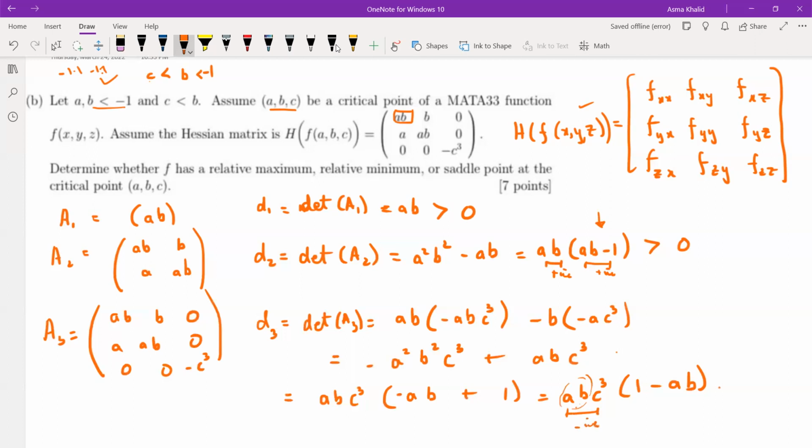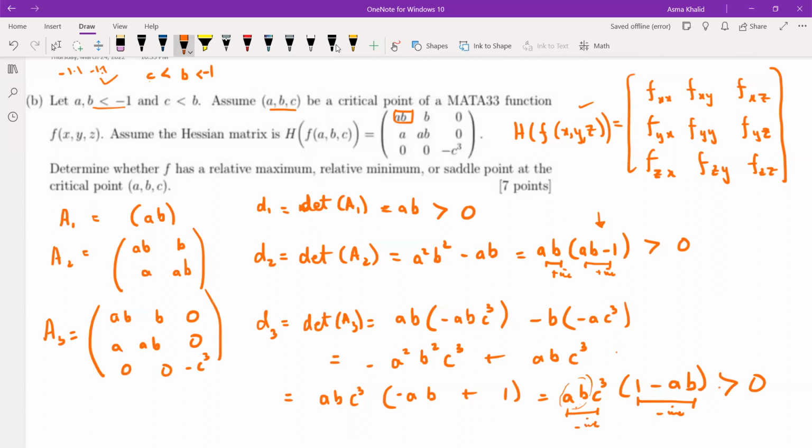Here, I already discussed with you that if A is less than -1 and B is less than -1, then AB will be positive and AB will be greater than 1. So here you have 1 minus AB, which is going to be a negative value. So then you have negative into negative. So overall, the answer is going to be positive.